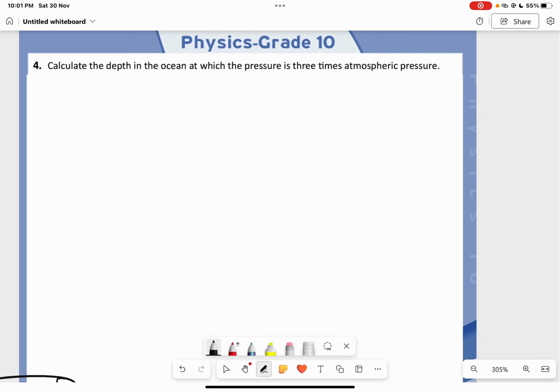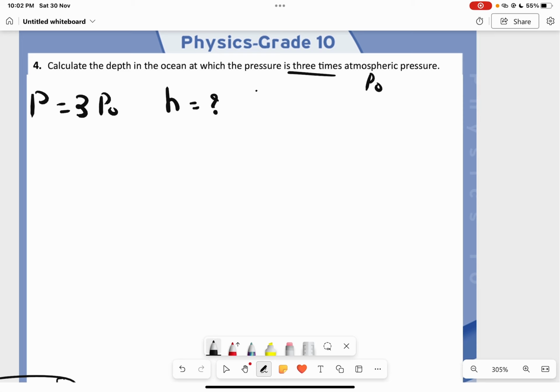Calculate the depth in the ocean at which the pressure is 3 times the atmospheric pressure. So pressure is equal to 3 times atmospheric pressure. Careful, this is atmospheric pressure, and it is equal to the pressure in the ocean. It says calculate the depth. So for depth, we need h.